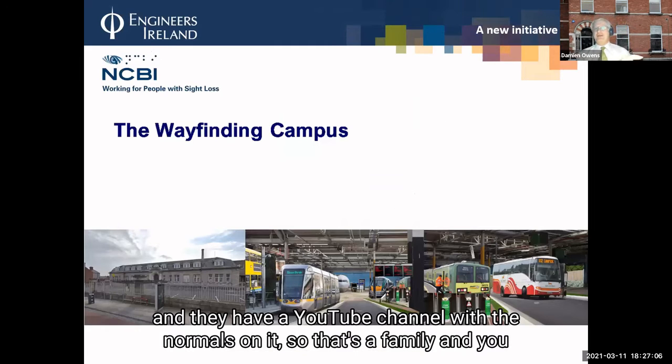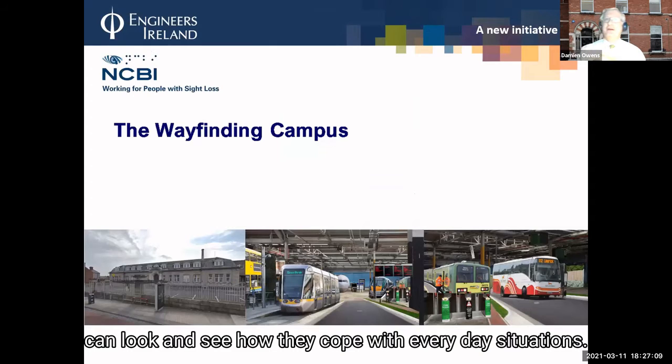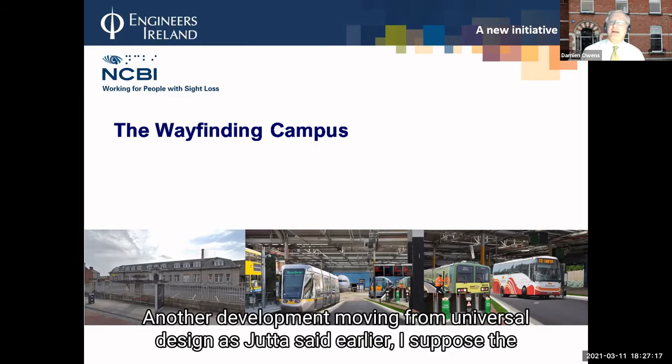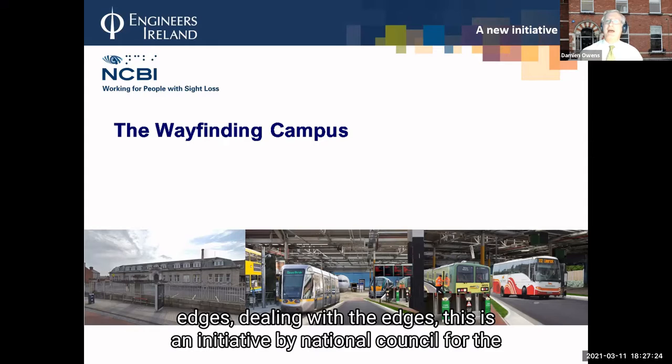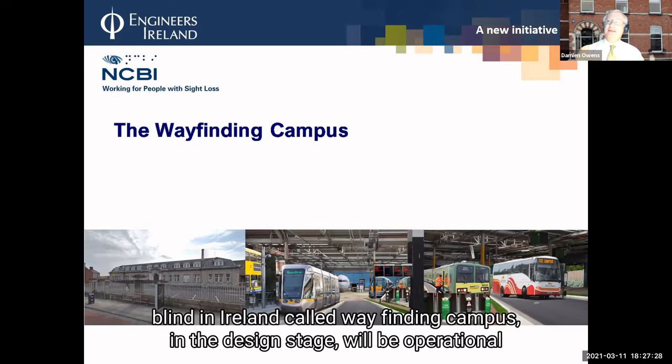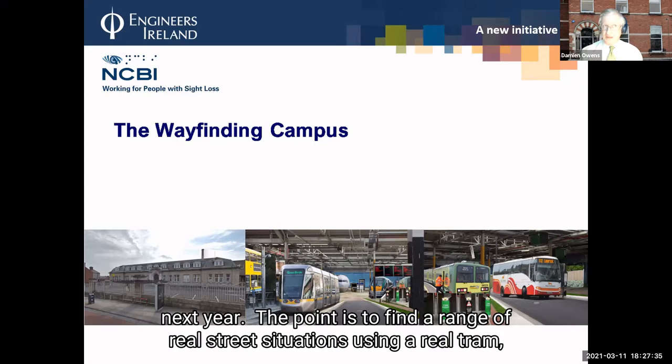Another development, moving then from universal design into, as Jutta had said earlier, dealing with the edges, is an initiative by the National Council for the Blind in Ireland called the Wayfinding Campus. It's only just in the design stage, but will be operational next year. The point here is to provide a range of real street situations using a real tram, a real bus, a real train, street furniture, and a whole street environment.